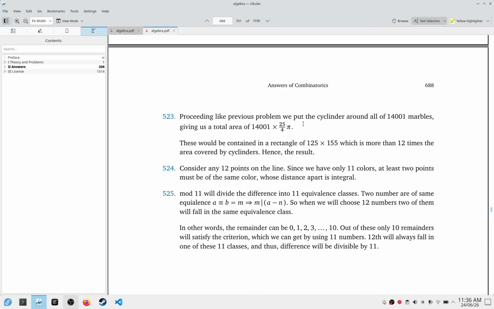So proceeding like the previous problem, we put a cylinder around all those 14,001 marbles, giving us a total area of 14,001 multiplied by 25 by 4 pi. This would be contained in a rectangle of 125 times 155, which is more than 12 times the area covered by the cylinder, and hence the result follows.